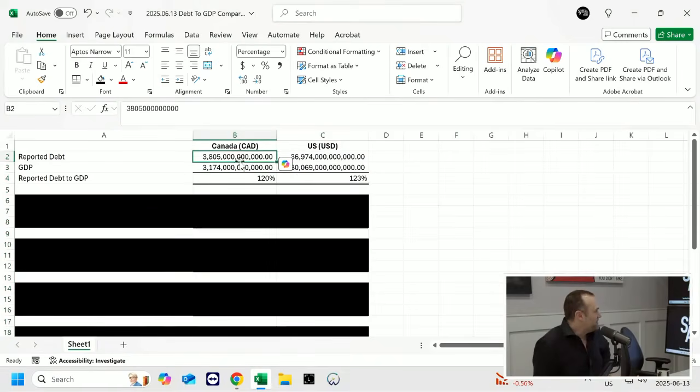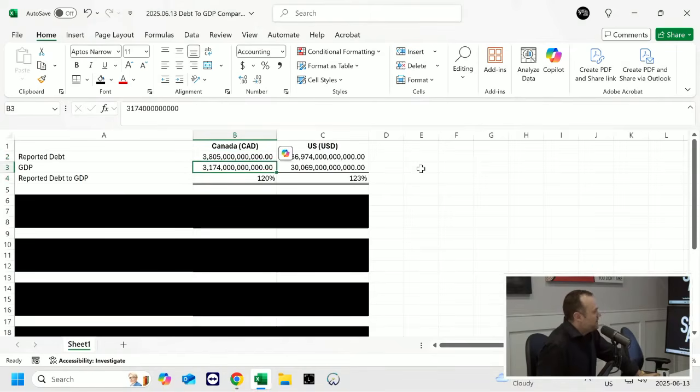Okay, so that means the reported debt in Canada is 3.8 trillion. Okay, 3,805 billion. And people need to start understanding trillies and billies, because that's how things are measured for now, until we get to quadrillions. But we're going to go for trillies and billies for now. We have a GDP of just under 3.2 trillion, so 3,174 billion. That means our debt divided by our GDP is 120%.